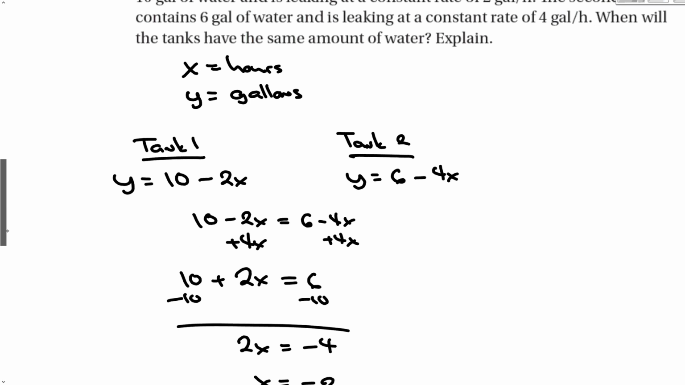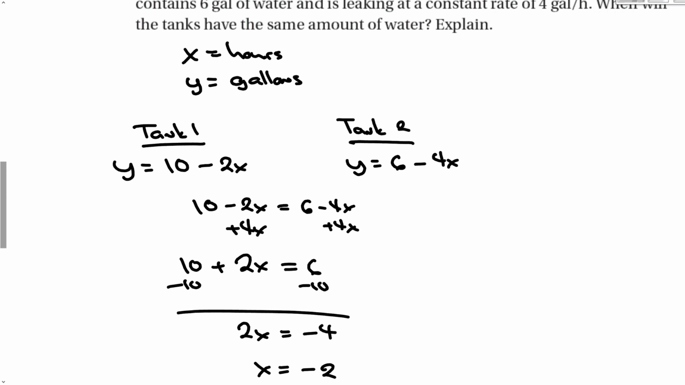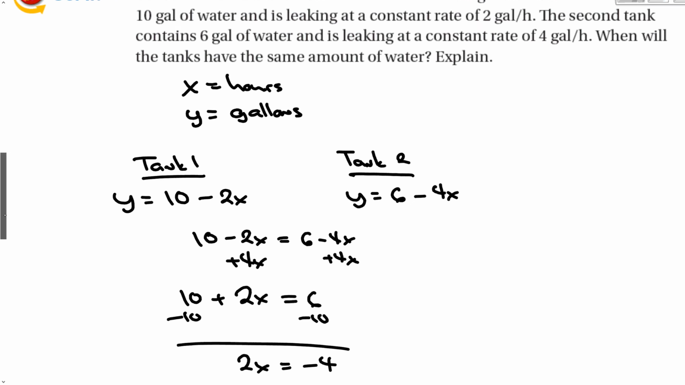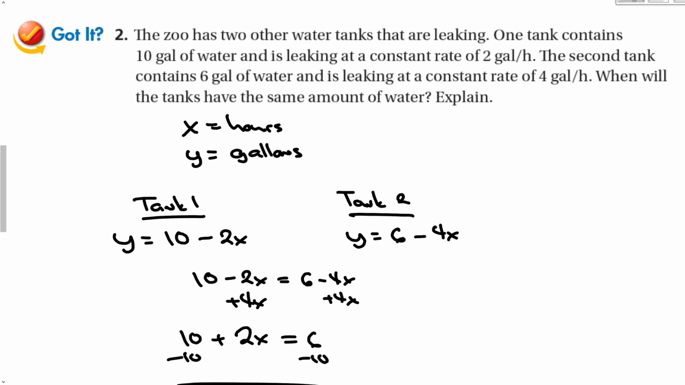Okay? And x, again, is the number of hours. So I don't even want to plug this back in. My answer here is going to be a negative amount of hours. Okay, so that's when these tanks would have had the same amount of water in them. But that's the solution for the basic problem.